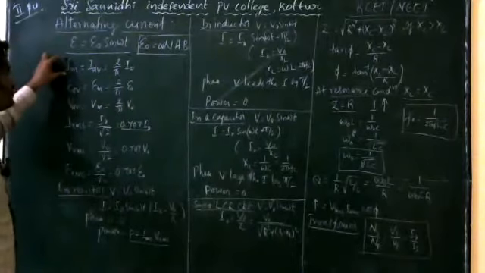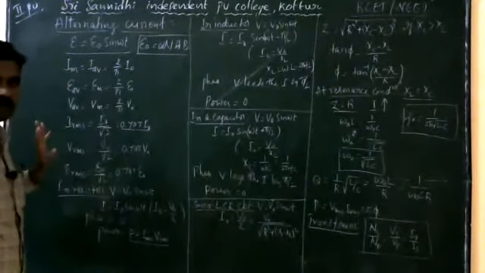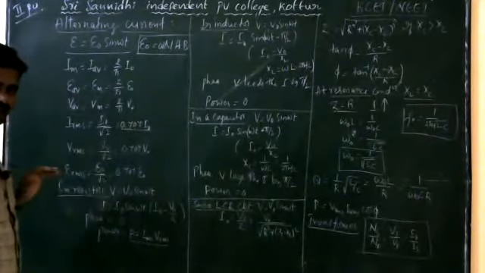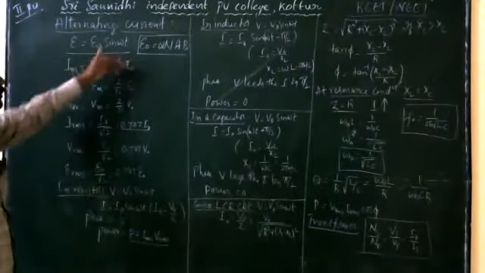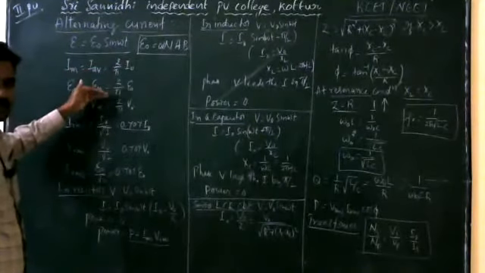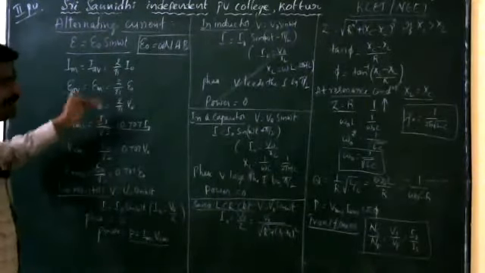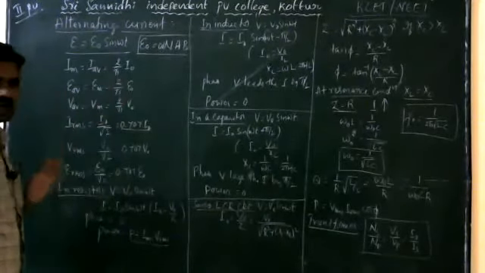The relation for the average or mean value of electric current is I mean equals 2 by pi into I naught. Similarly, the mean value of the EMF is E mean equals 2 by pi into E naught, and V mean equals 2 by pi into V naught.